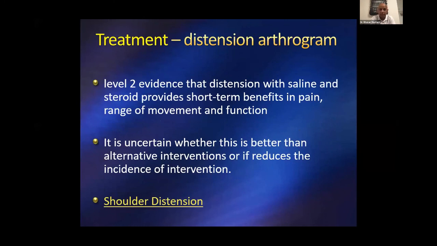The options available are distension arthrography. There is level 2 evidence that distension with saline and steroid provides some short-term benefits in pain, range of movement, and function. However, it is uncertain whether it is better than any alternative interventions, or if it actually reduces the need for further intervention.